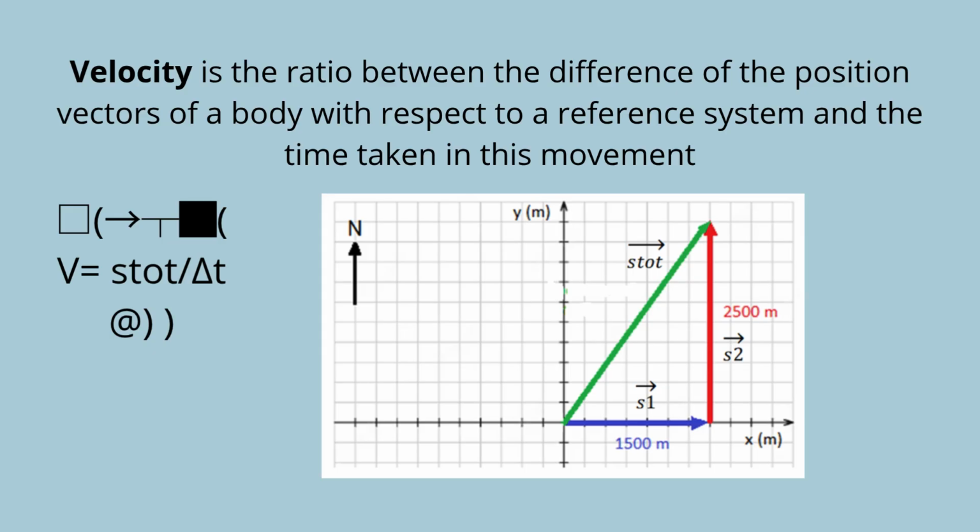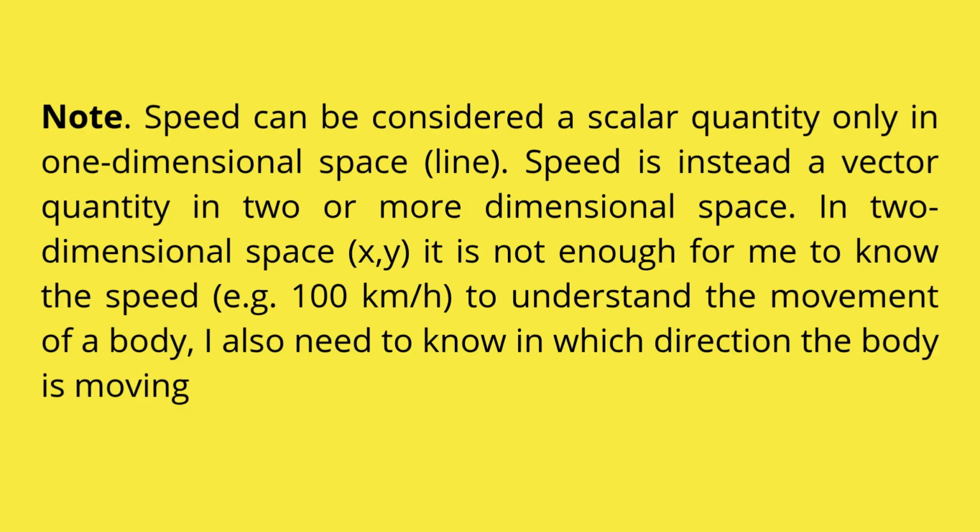Velocity is the ratio between the difference of the position vectors of a body with respect to a reference system and the time taken in this movement. Note: speed can be considered a scalar quantity only in one-dimensional space, a line. Velocity is instead a vector quantity in two or more dimensional space.